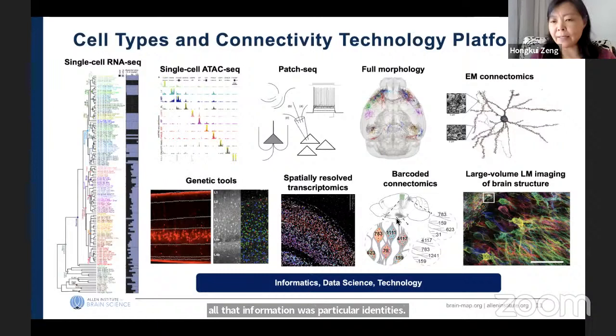Behind all those experimental technology platforms, we also have very strong informatics, data science, and technology capabilities that allow us to manage all the large-scale data sets generated from the different platforms, to analyze those data, and to manage the data and knowledge and present them in our online public web portals.